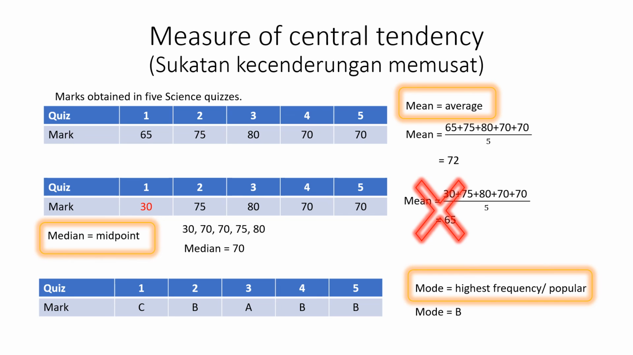And mode is a more appropriate measure of central tendency when the set of data involves non-numerical values. That is, the data is not numbers, like category data.